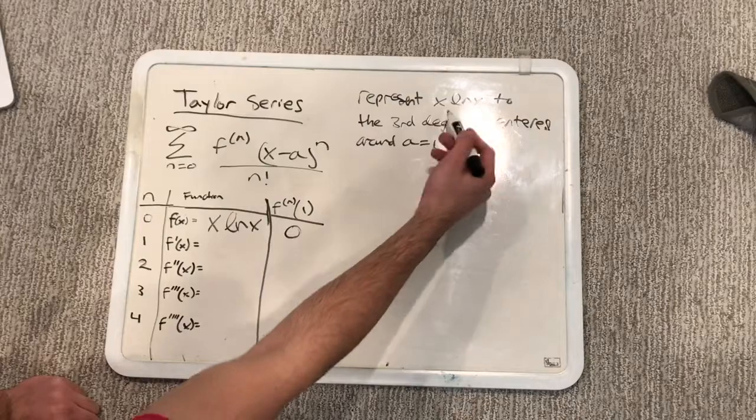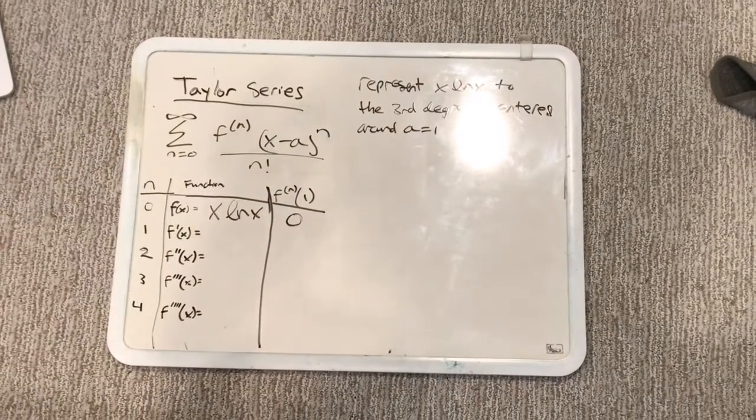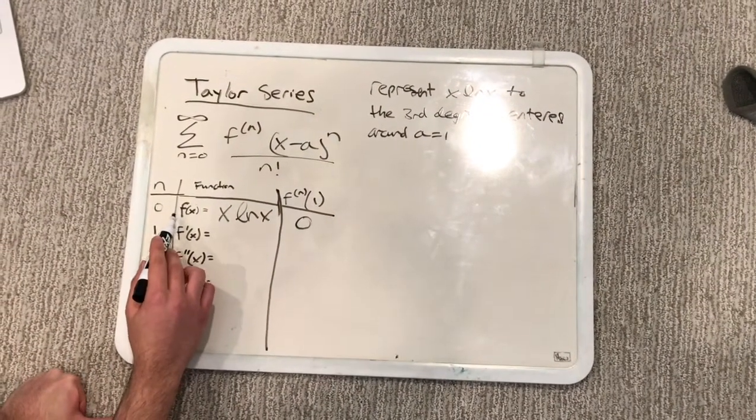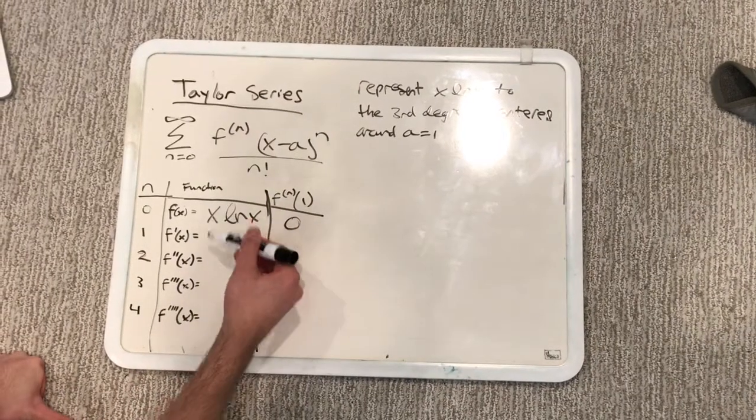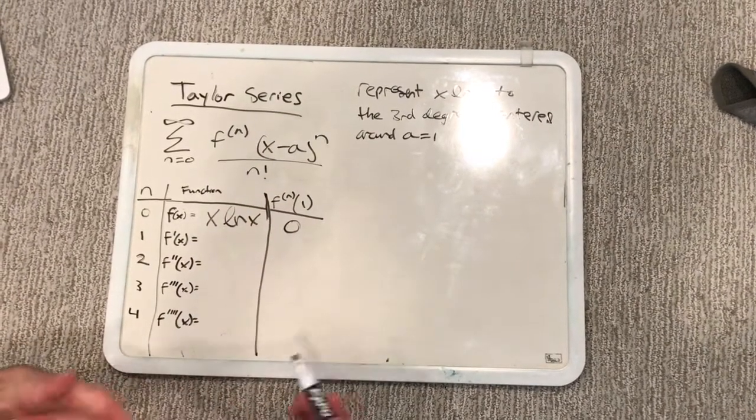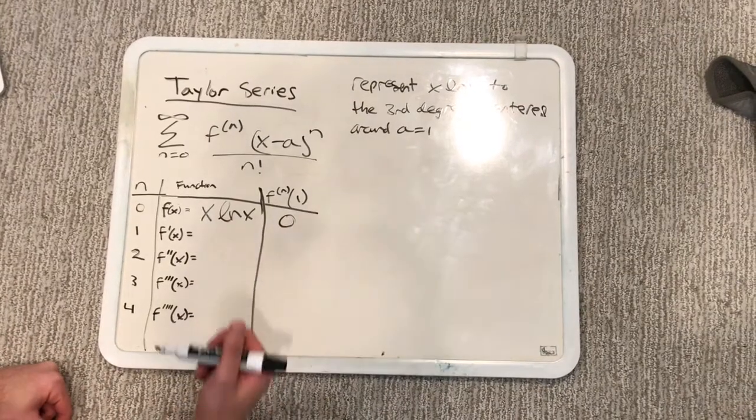So since we're doing x ln of x, I made this chart right here. And since the base function is x ln of x, that's what f of x is set to. And then you're going to need to find some more derivatives of the function to help you represent it to the third degree.